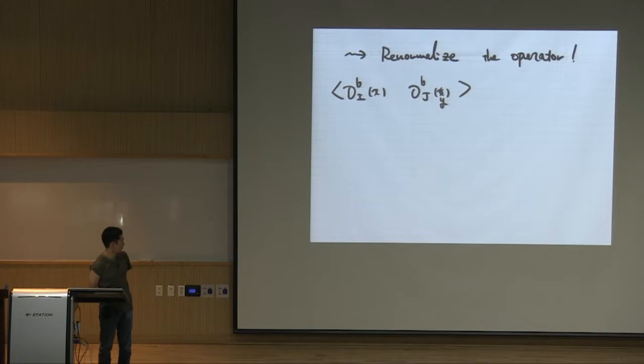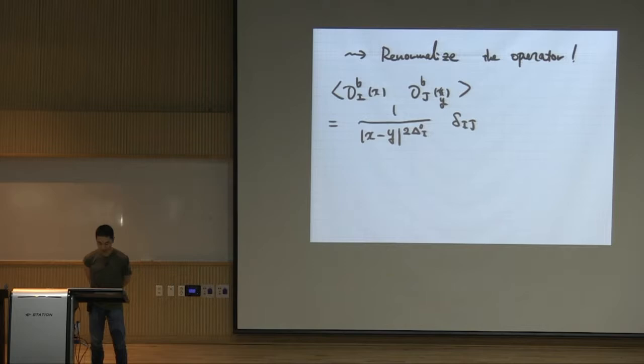As I said, at tree level, there is no problem. So if you do the computation, you get something like 1 over x minus y to some power, and you have the bunch of Wick contractions, and after the Wick contractions, you get something like delta ij. Suppose this i and j are some abstract indices labeling the operators, and we assume that at tree level we choose it so that the two-point function becomes diagonal. So this is the result for tree level. The tree level result is just by Wick contraction.